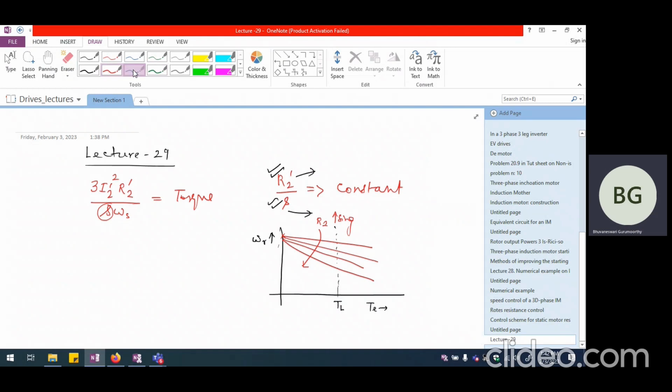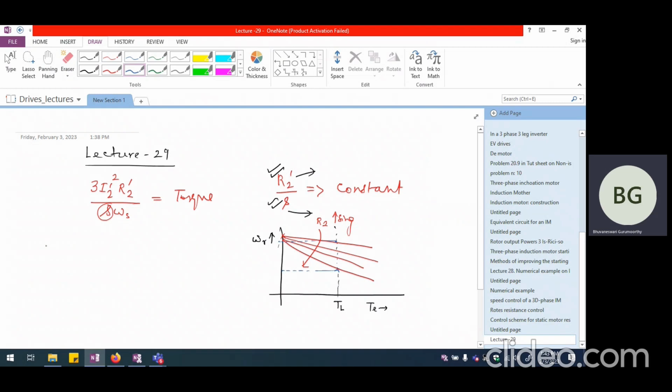So correspondingly, we will have different values of speeds attained at a particular value of load torque TL. If the resistance is minimal, this will be the speed. But when the resistance is increased further and further, we would have lower and lower values of speeds attained.